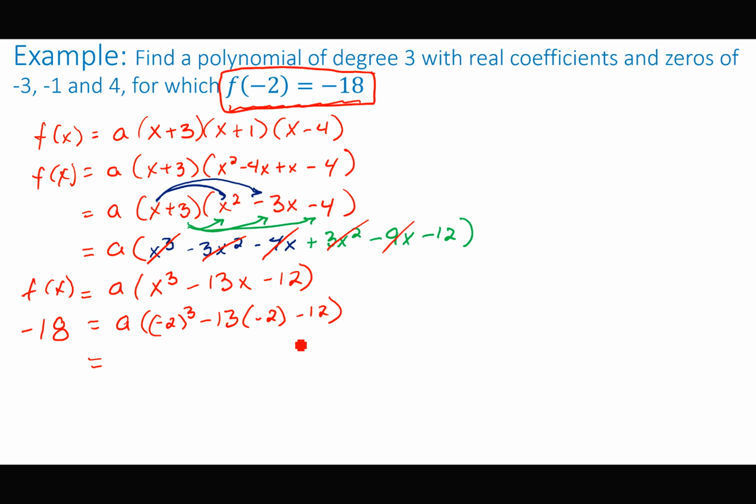If I worked all this out in my parentheses, it ends up just being 6. So I have 6a equals negative 18. Therefore, a equals negative 3. All right, not done yet. So that's my a. I'm going to go back to this step. f of x is going to be equal to negative 3 times x cubed minus 13x minus 12.